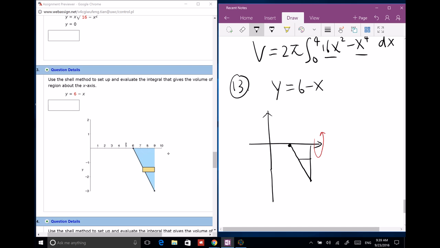Okay, and then we rotate that. Then when you look at this region, look at the yellow length here. What method do you think we're going to use here?